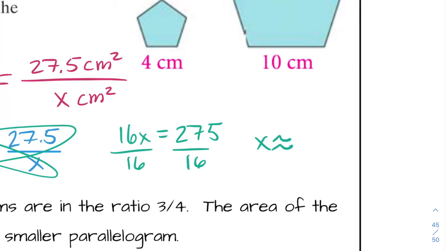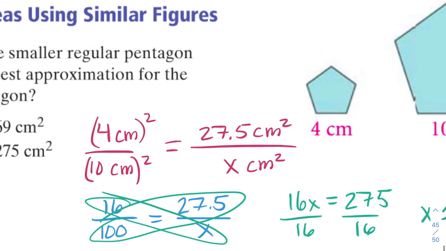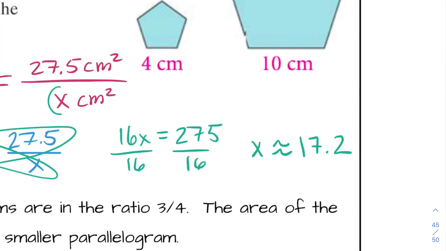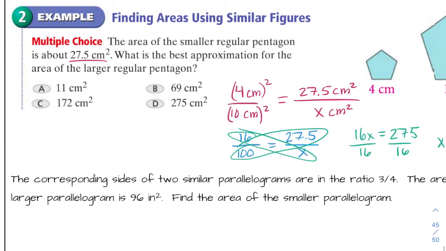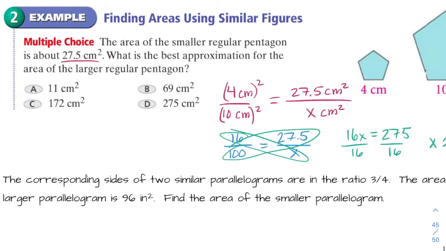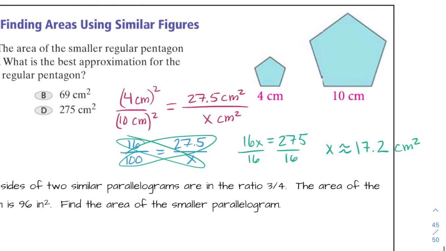This pencil is not working today. Okay, x approximately equals 275 divided by 16, which is about 17.2. I got 1875. 17.2. The units I solved for are being squared, so it's going to be centimeters squared. So 17.2. The area, what did I do wrong? Hold on.